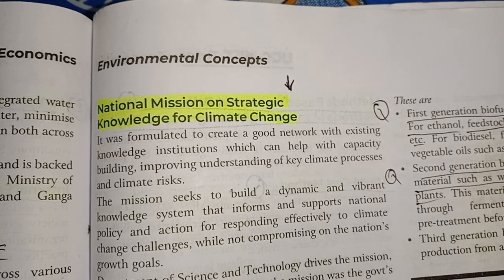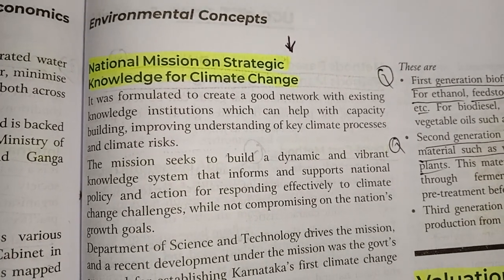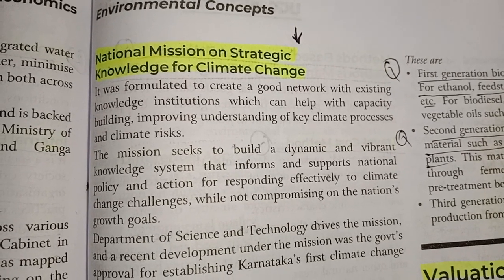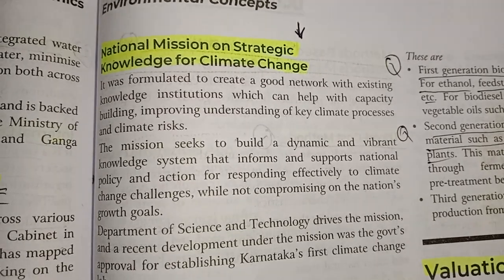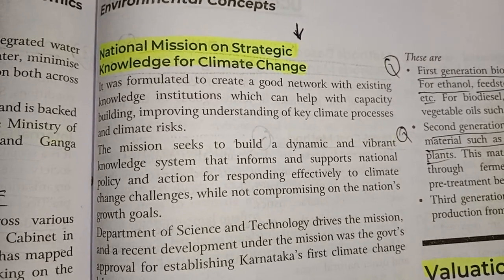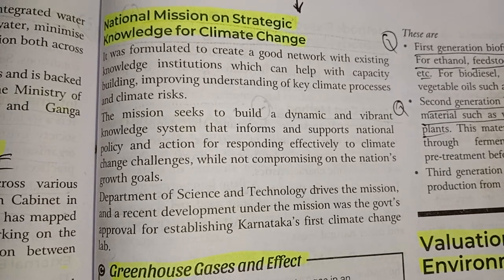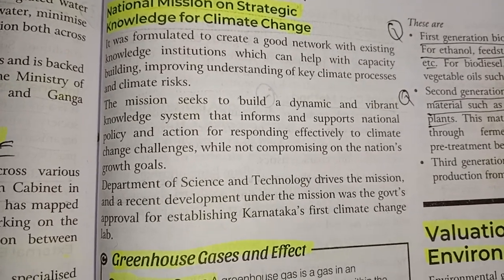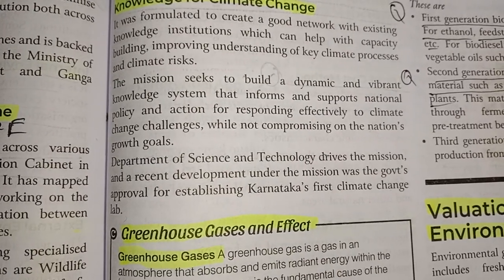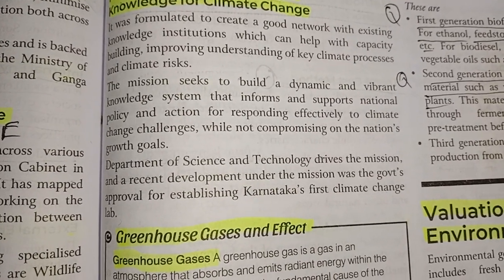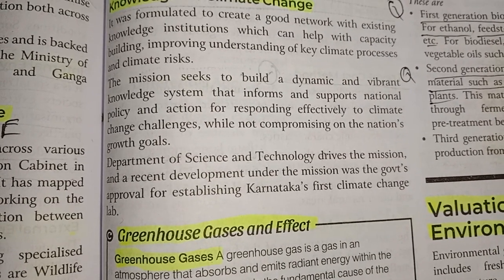National Mission on Strategic Knowledge for Climate Change. It was formulated to create a good network with existing knowledge institutions which can help with capacity building, improving understanding of key climate processes and climate risks. The mission seeks to build a dynamic and vibrant knowledge system that informs and supports national policy and action for responding effectively to climate change challenges, while not compromising on the nation's growth goals.